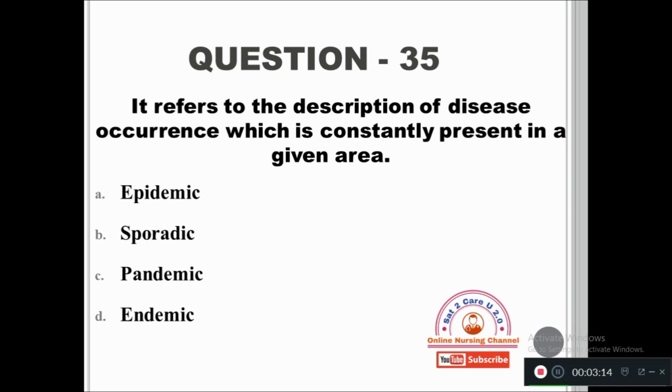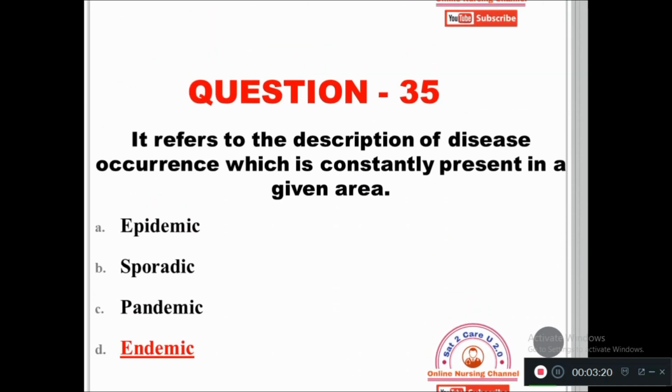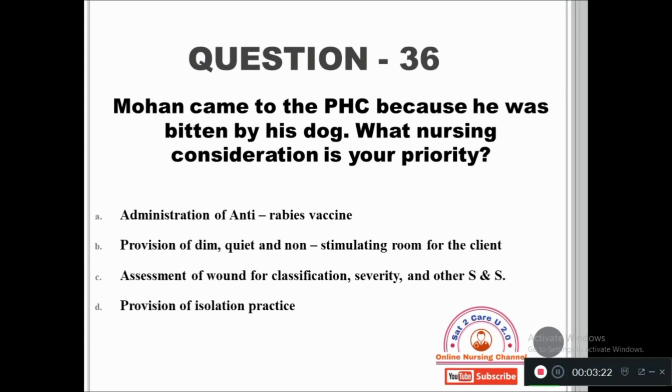So a disease which is constantly present in a given area is described as option D, endemic. Question number 36. Mohan came to the primary health center because he was bitten by his dog. What nursing consideration is your priority?